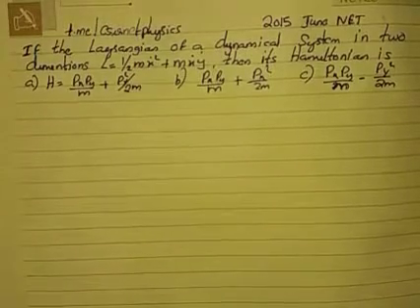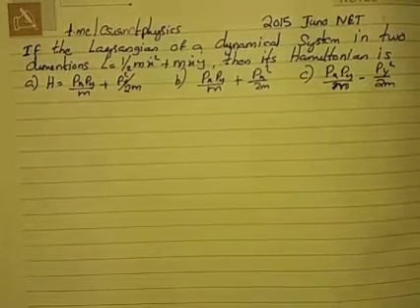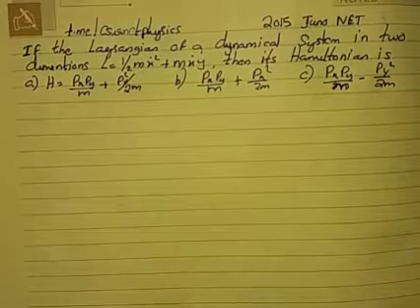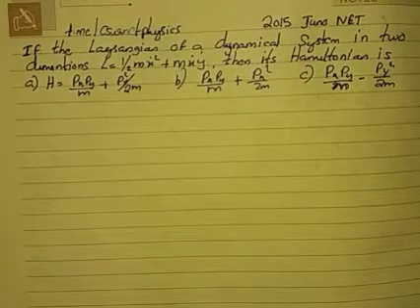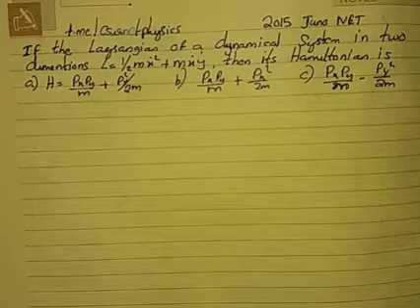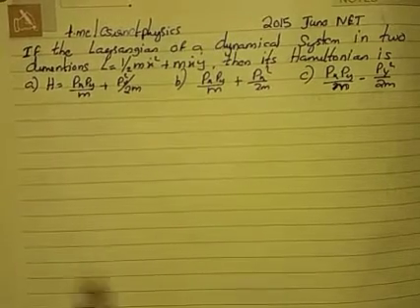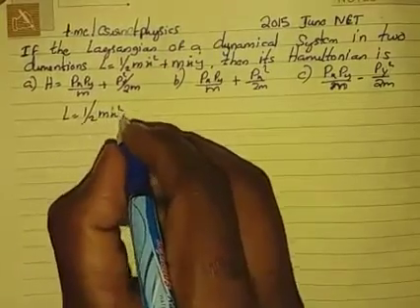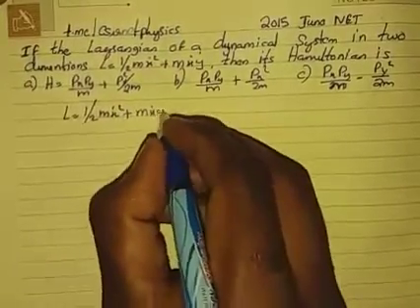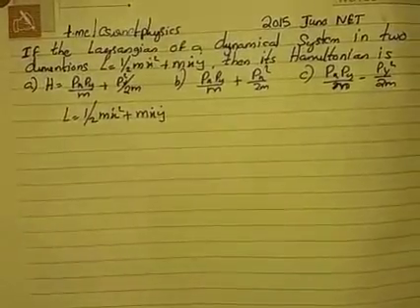Guys, what we have here is a question which was asked in the 2015 June NET exam. The question is that the Lagrangian of a dynamical system is given by L = (1/2)m x-dot squared + m x-dot y-dot, and its Hamiltonian is what we need to find out.